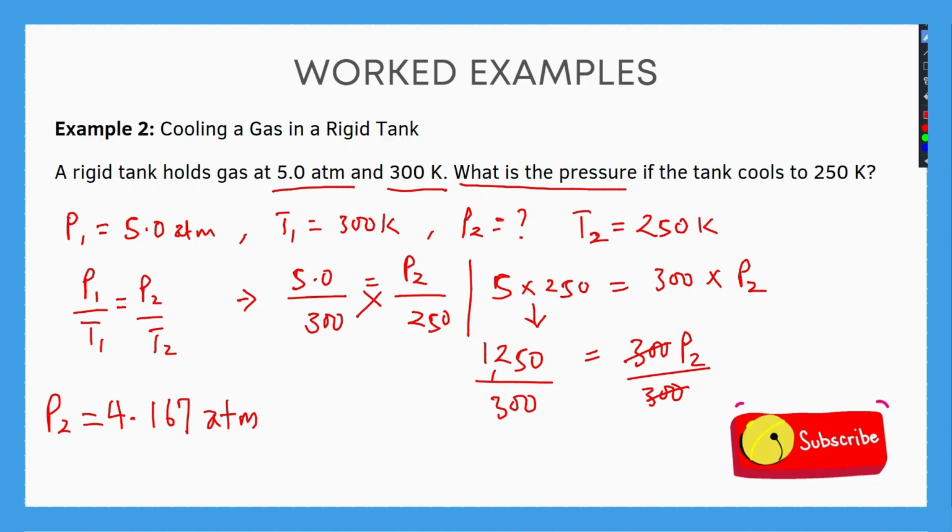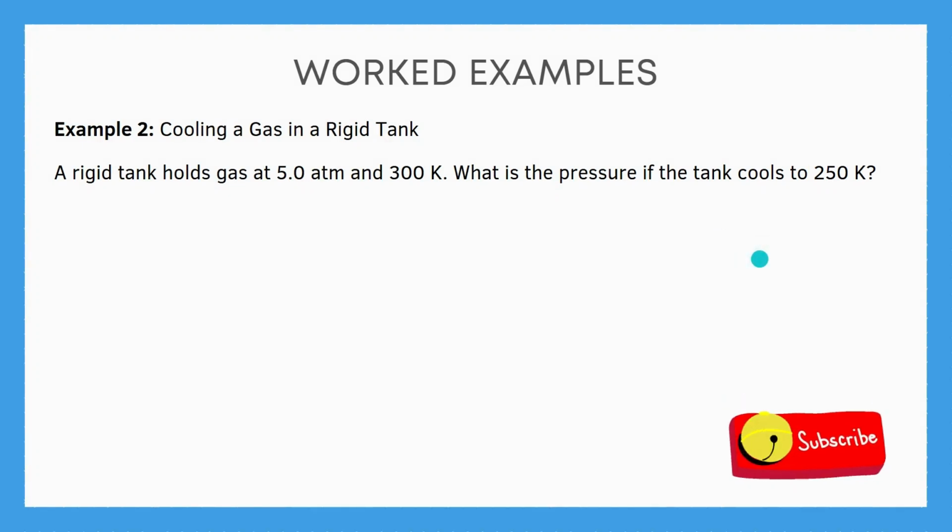Now check this out. The temperature reduced because we started with 300 Kelvin, but we ended with 250 Kelvin. Since the temperature reduced, let's check if the pressure also reduced. We started with 5.0 atmospheres. Now see, we are ending with 4.167 atmospheres. So the pressure also reduced. So you can see that the Gay-Lussac's law actually comes into play in this question because as the temperature reduced, the pressure reduced as well. So the two variables are actually directly proportional to each other.